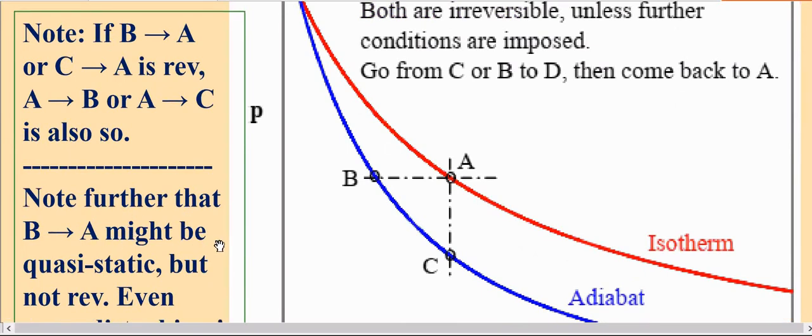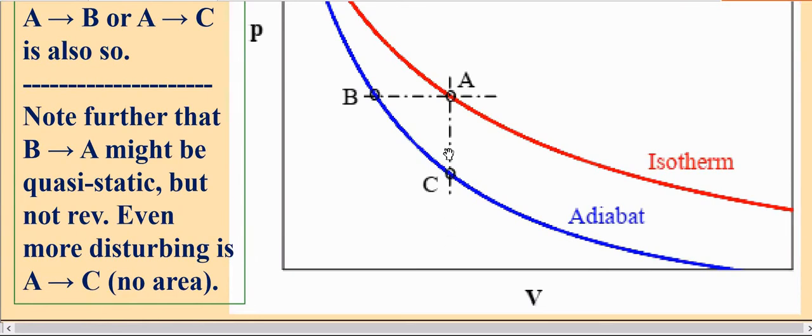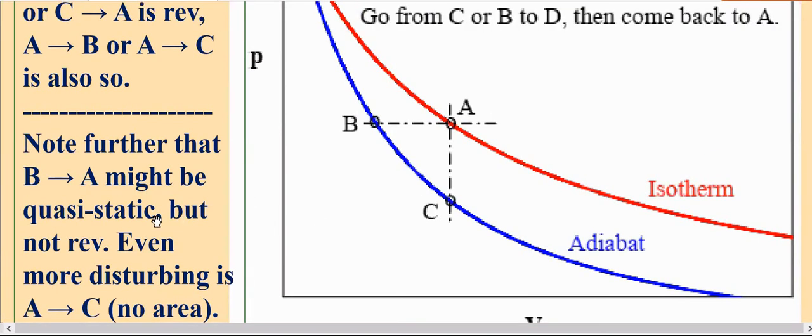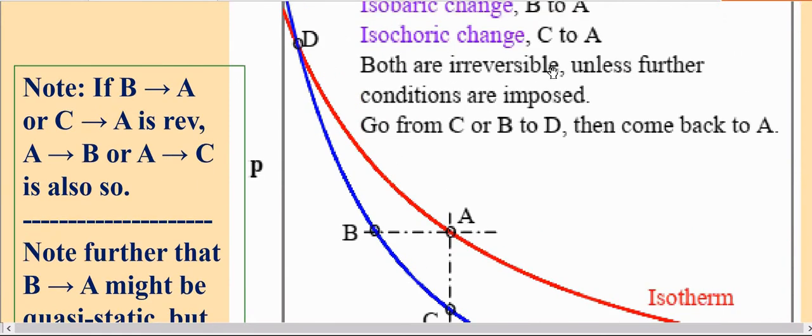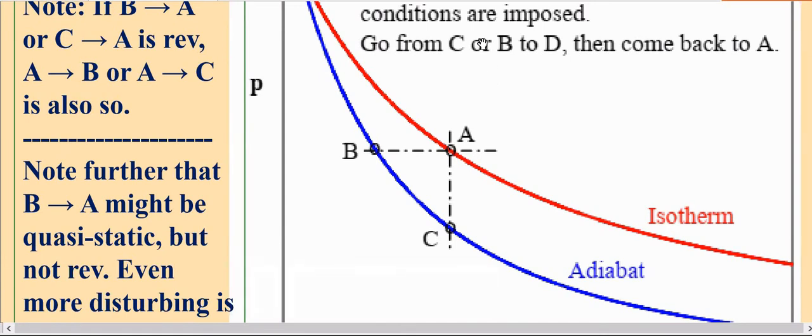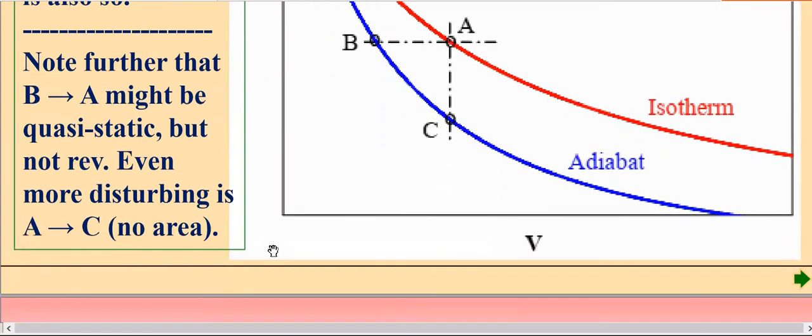Now you note that B to A might be quasi-static, because B to A is the area under this curve. As we said, quasi-static processes mean basically integration as the limit of a sum. So you do infinitesimal changes and you proceed from B to A. This you can do. But from C to A, there is no work, because there is no volume change. So you do not really have any area here. So it is not really true that all quasi-static processes are reversible, because these two processes are irreversible. There may be processes which can be carried out quasi-statically, but which are not really reversible.